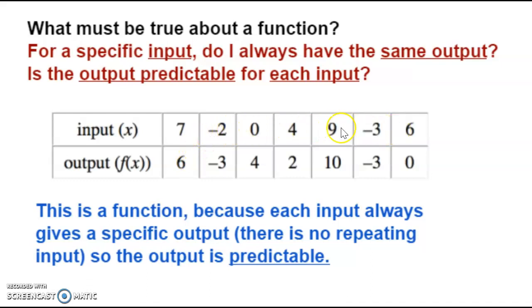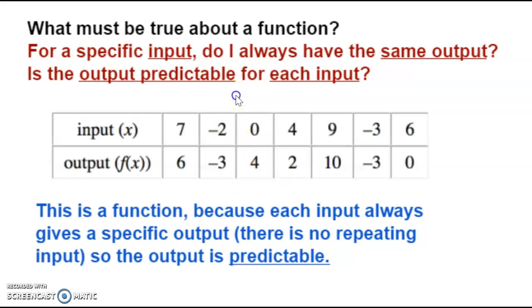Negative 2, do I have any more input of negative 2 here? No, I do not. And do I need to be asking myself, are there any repeating inputs? If there's no repeating input, then the output is always going to be different, it doesn't really matter. Whether it's the same number or not, if there's no repeating input, then this is a function, because the output is predictable for that given input. So if I was to put in 7 again next time, I know it's going to give me 6. If I put in 0 as an input, I know it's going to give 4. It's not going to be something else.